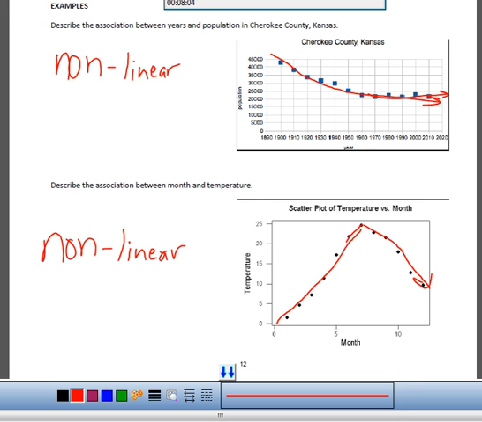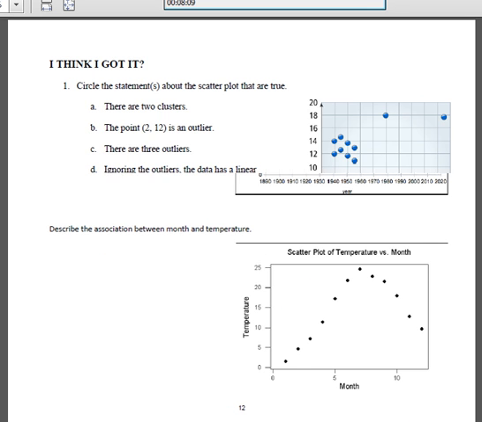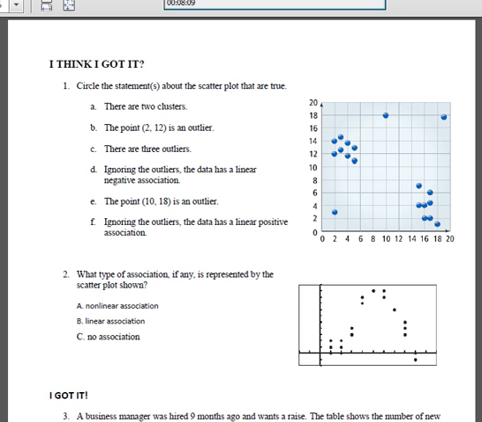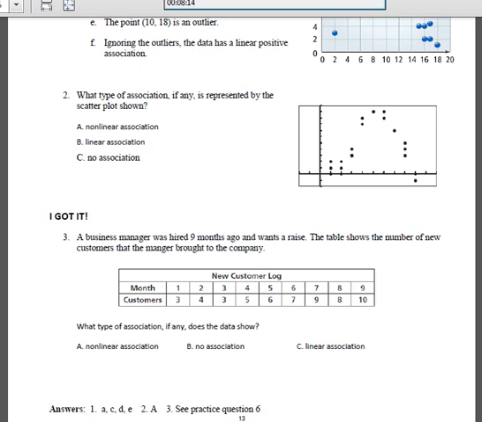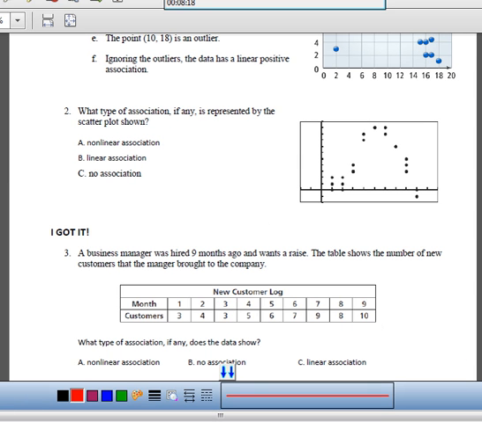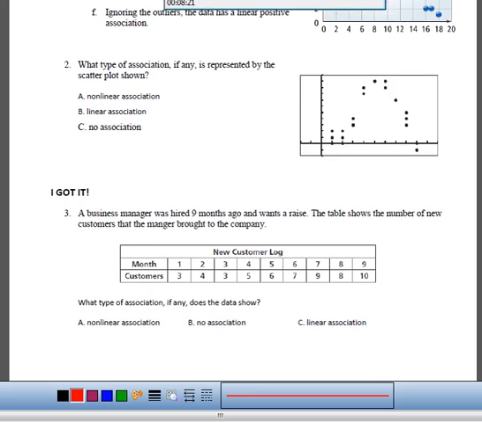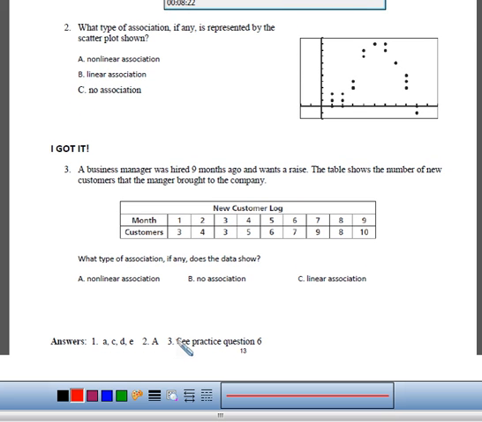Alright, so over on the next page, there's some more examples. I want you to try to answer 1 and 2 as best as you can. Question 3 is going to be tricky. And notice at the bottom it says, for the key, see practice question 6. Well, that doesn't exist, so cross that out. Again, you'll have to check your answer with the answer key.